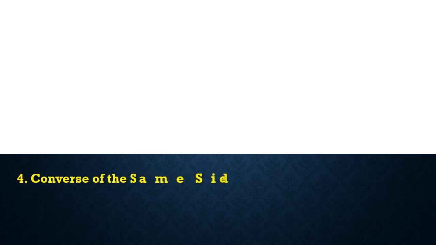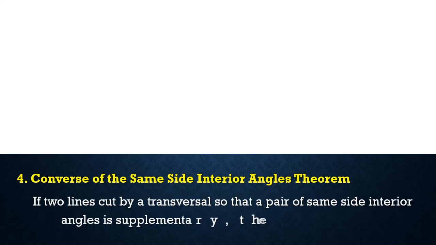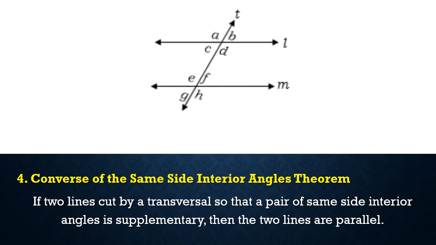Number 4, converse of the same side interior angles theorem. If two lines are cut by a transversal so that a pair of same side interior angles is supplementary, then the two lines are parallel. Let us review what we mean when we say supplementary. The sum of the angles is 180 degrees. That's right. Okay, now here is our illustration.